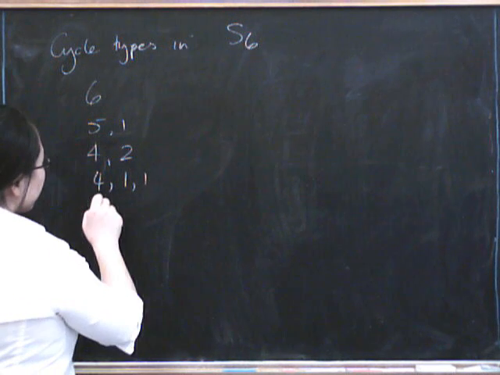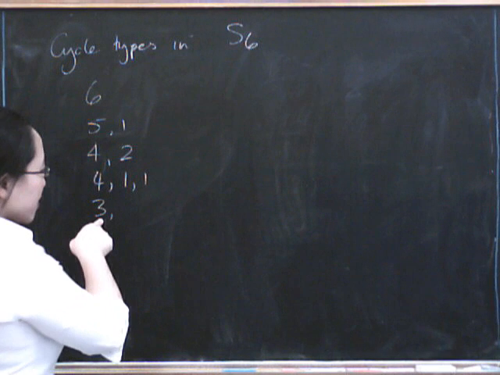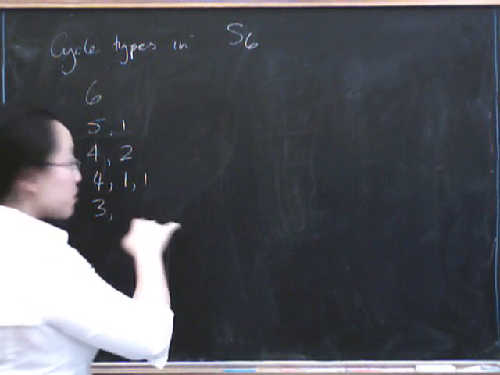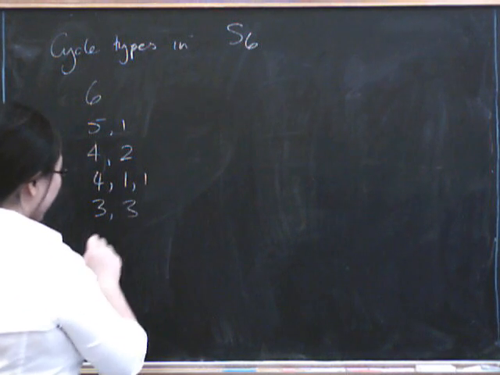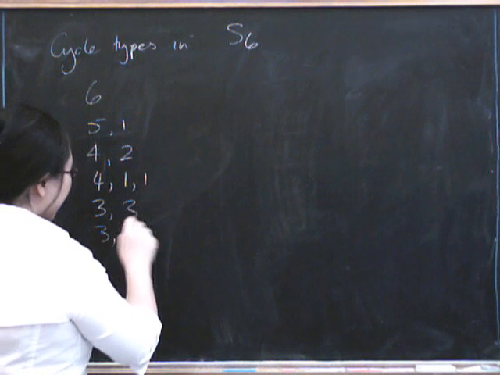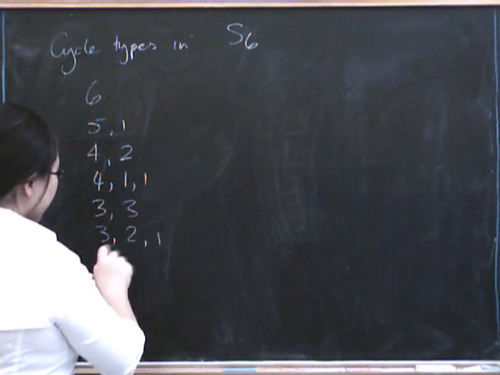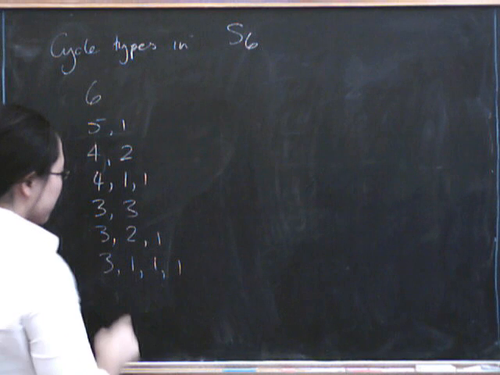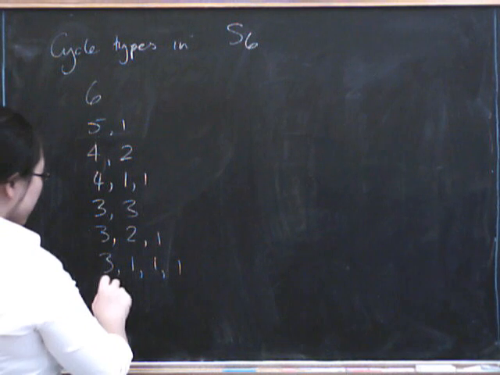So now we move down to 3. Once you've got a cycle of length 3, the longest thing you can do with the remaining elements is to have another cycle of length 3. The next longest thing you can do is have a cycle of length 2. And the next longest thing you can do is have 3 cycles of length 1. So now we're down to 2.